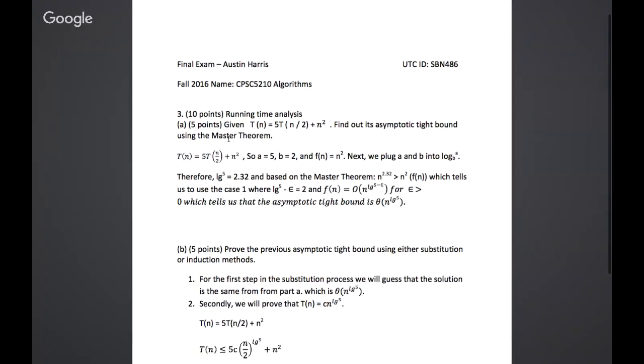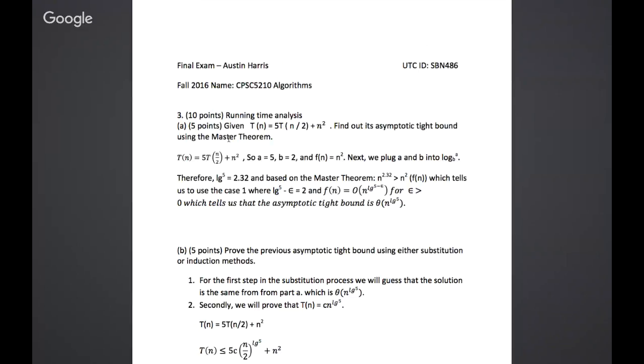So starting out, like I said, we were given T(n) = 5T(n/2) + n squared. First we're just going to grab a, which is equal to 5, and b, which is equal to 2, and f(n), which we see is equal to n squared. We take that a and b and plug it into log base b of a. Since b is 2, we just have log 5, which is 2.32.